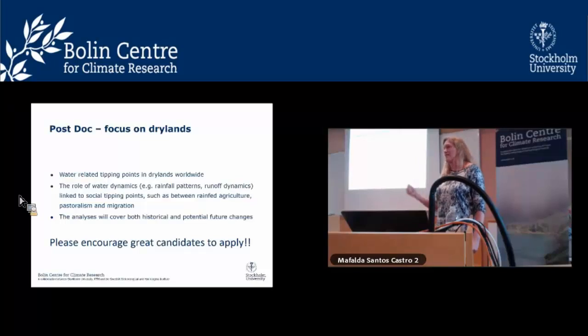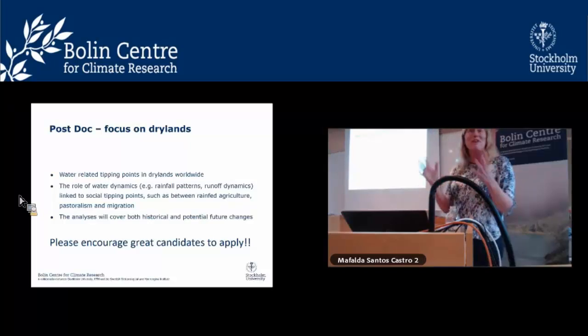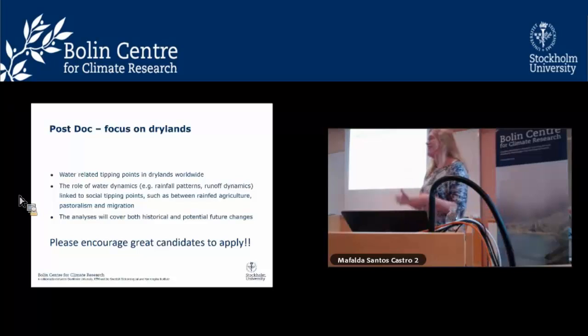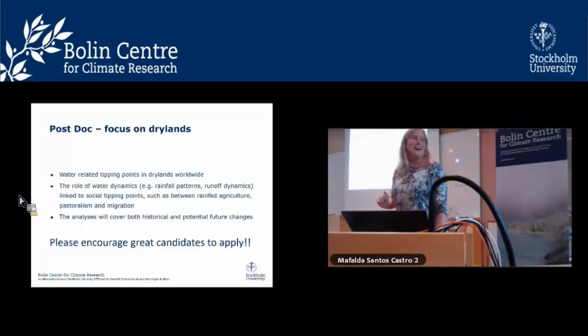Some of these hysteretic effects are not only in the biophysical system, but are actually causing shifts between, for example, the ability to cultivate crops versus having livestock systems, or risks of migration. So we are now looking for someone, and here I'm hoping that you have good ideas of candidates who are really good at working with large-scale data modeling, and hopefully very excited about bringing biophysical and social sciences together in this project. I hope we had the ad up by now, but it's coming up this week, I think, for a postdoc. So I encourage anyone you know who is a good collaborator to apply. Thanks.